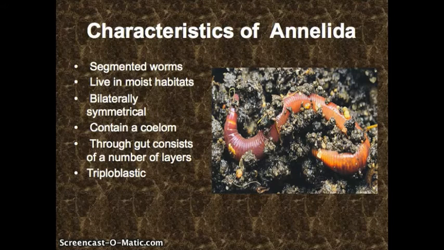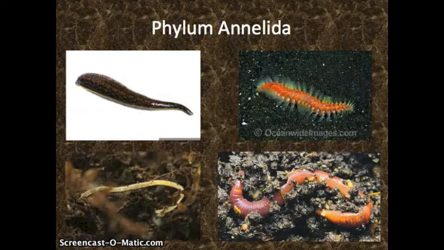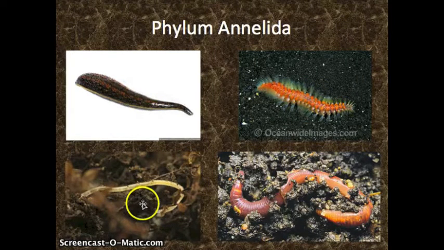The earthworm is assigned to the phylum Annelida. Annelid worms are distinguished from other important worms like nematodes because they are segmented worms, they live in moist habitats, they are bilaterally symmetrical, they contain a coelom, they contain a through-gut which consists of a number of layers, and they are triploblastic. Some examples of annelids are the various leeches, marine bristle worms, bottworms, and of course earthworms.